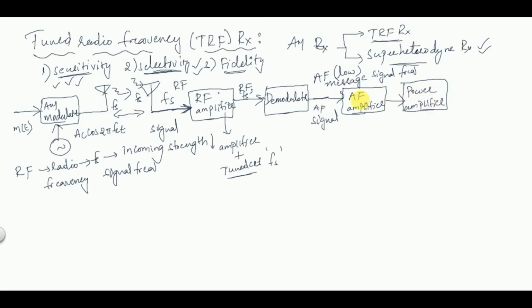Okay, to increase the power level of the signal, to increase the amplitude of the signal and power level of the signal, so that it can be given to any load. Suppose if you are giving it to a loudspeaker, so this will be the load here. Okay, so this is the process which is going on in a receiver circuit.